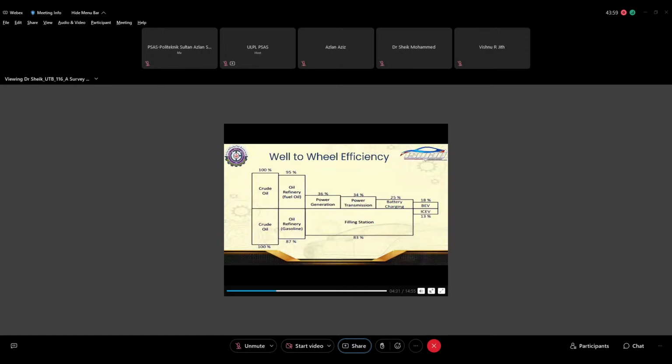This figure shows the well-to-wheel efficiency of internal combustion engine car and battery electric vehicle. In the case of internal combustion engine vehicle, the crude oil is going to refinery, then it is going to filling station where the efficiency is considered to be 83%, and the efficiency of IC engine vehicle is only 13%, whereas the efficiency of battery electric vehicle, though it comes across different stages of generation and transmission of power and battery charging, is still high.